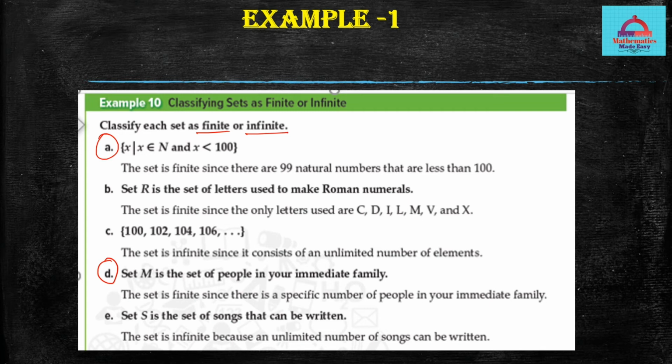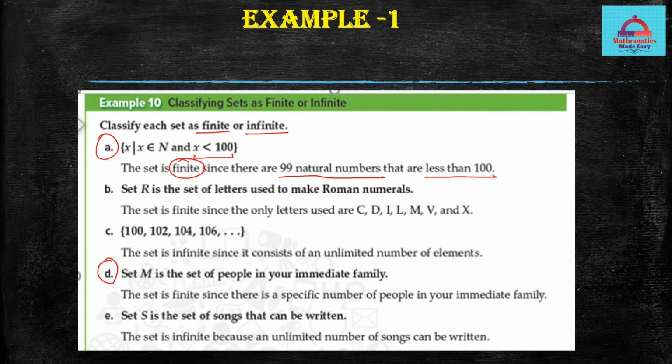So the first one here is the set of all x such that x belongs to N and x is less than 100. So we are taking all those natural numbers which have a restriction. They have to be less than 100. So definitely we will stop at the value 99 and we can count starting from 1 till 99. There are going to be 99 natural numbers which will satisfy the condition of this set and are less than 100. Therefore, we could say that this set is a finite set.